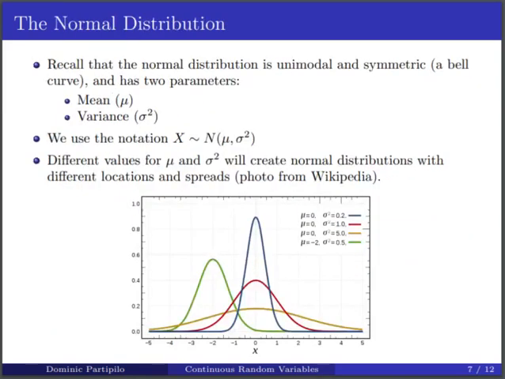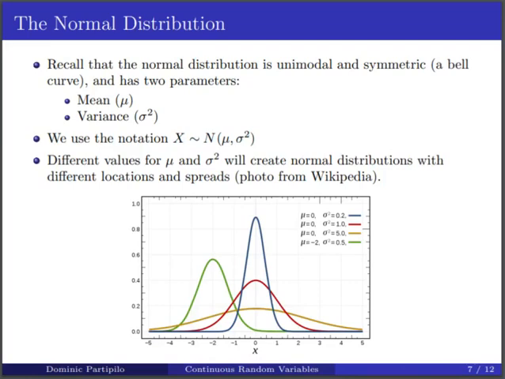Now let's get back into the normal distribution. We covered this a couple videos ago, but now it's really time to get deep into what the normal distribution is all about. Remember that the normal distribution is unimodal and symmetric, and it kind of looks like a bell. We actually call it a bell curve. The normal distribution, if you remember, has two parameters. It has a mean, mu, and it has a variance, which is sigma squared. And we use this as the notation.